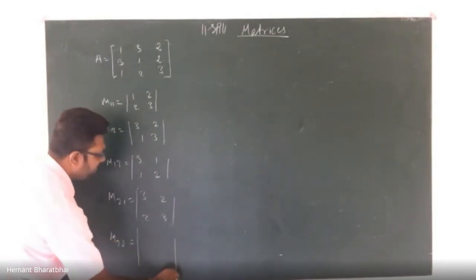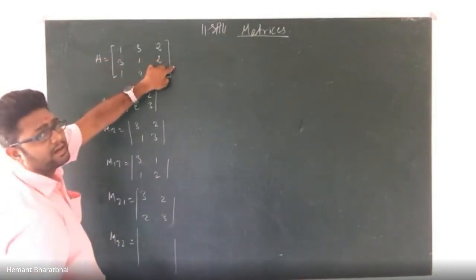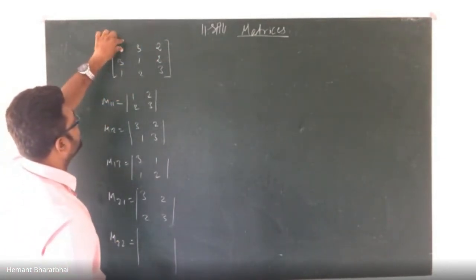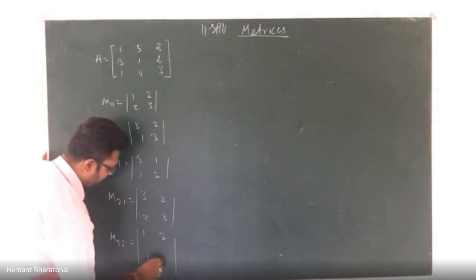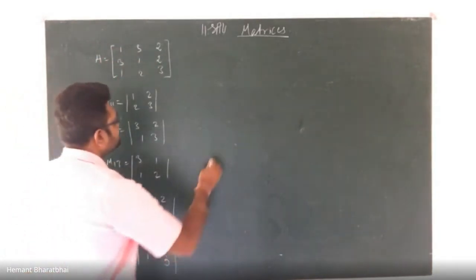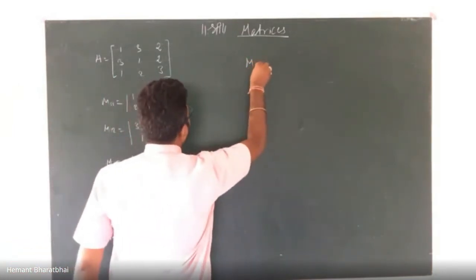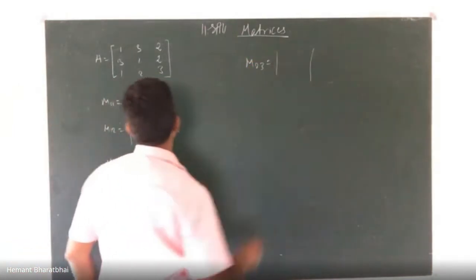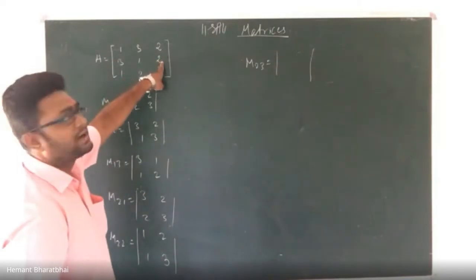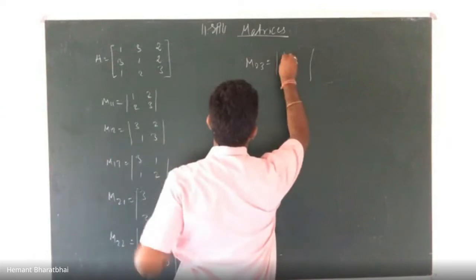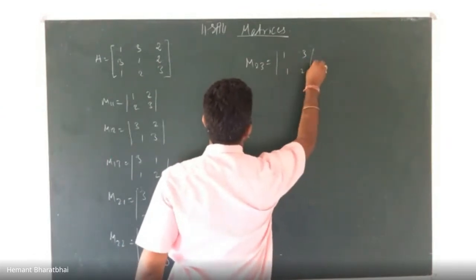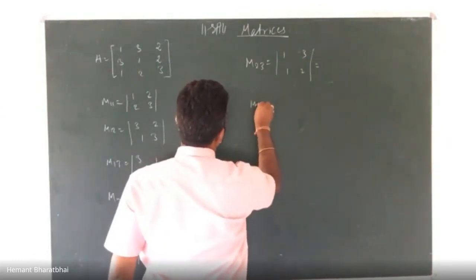M22. So I will have to cancel second row and second column. So what remains is 1, 2, 1, 3. So I'll write 1, 2, 1, 3. Then M23. So you have to cancel second row and third column. So you get 1, 3, 1, 2.